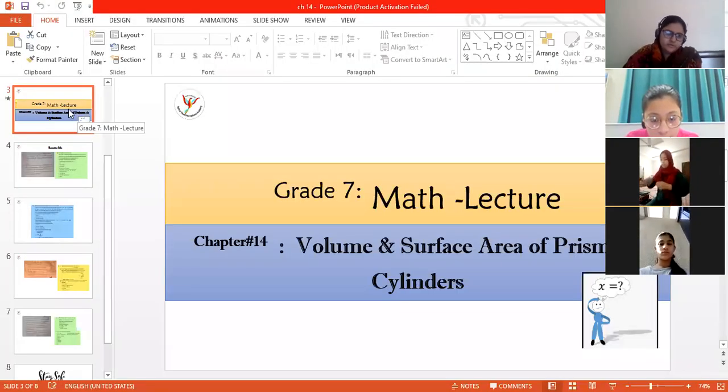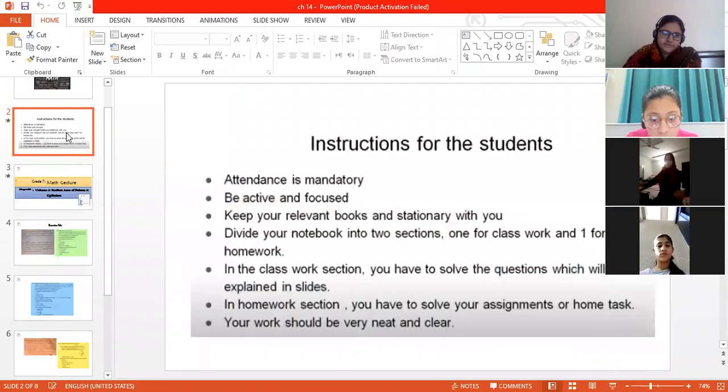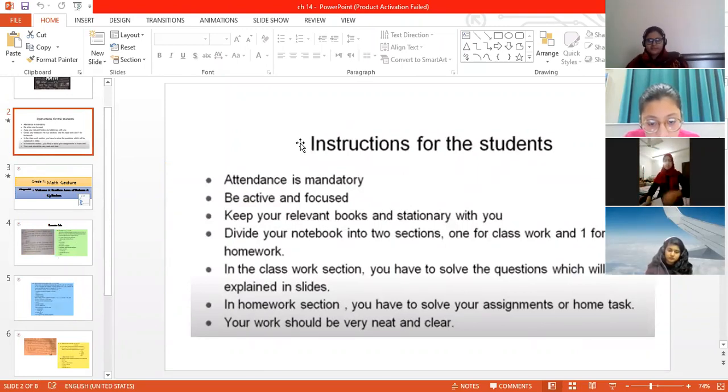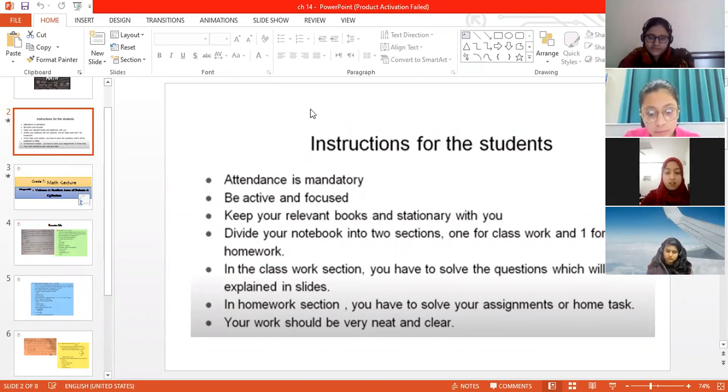As you know, before starting the lecture, there are some instructions which you have to follow. Your attendance is mandatory, be active and focused, and keep your relevant books and stationery with you. Divide your notebook into two sections, one for classwork and one for homework. In the classwork section, you have to solve the questions which will be explained in slides, and in the homework section, you have to solve your assignments or home tasks. Your work should be very neat and clear.